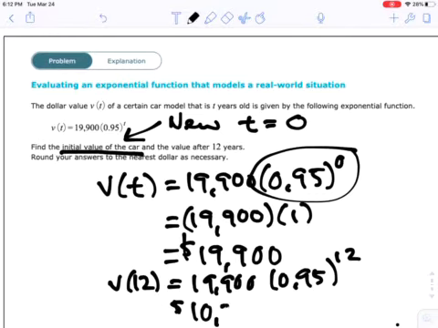So 10,753. So that means that after 12 years, the car is worth approximately $10,750. All right, so basically all you're doing with those problems is you're putting in the value where the exponent is. So that's kind of something new for you. But if you remember how to do your functions and how that works, you should be okay.